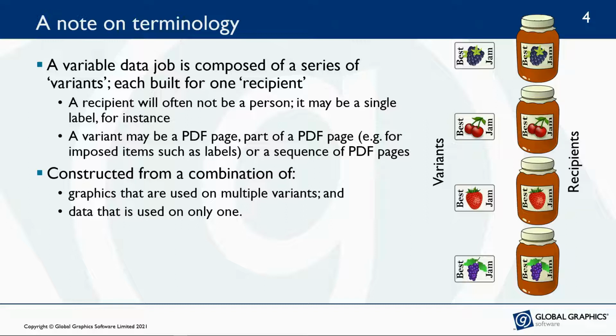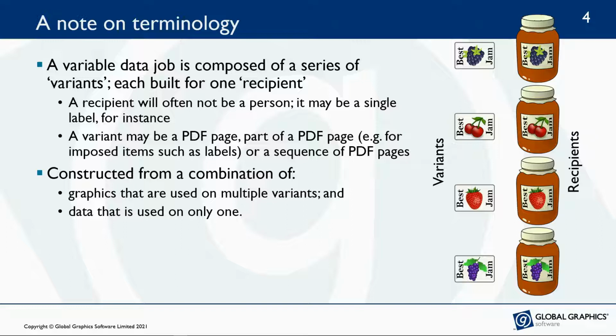But it's used with a broader meaning in the PDF VT standard, so we'll use it this way here as well. Outside of transaction and direct mail, a recipient will often not be a person. It may be whatever a label is going to be applied to, for instance.